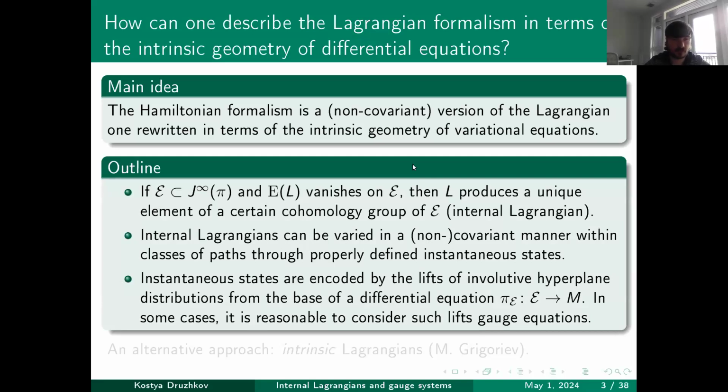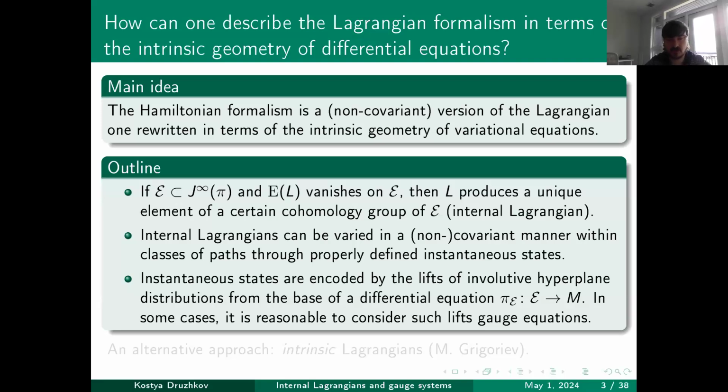First of all, if we have some system of differential equations embedded in some jet space, and we have some Lagrangian such that its variational derivative vanishes on the equation manifold, then this Lagrangian produces a unique element of a certain cohomology group of our equation. I'll refer to elements of this cohomology group as internal Lagrangians. Internal Lagrangians can be varied in a non-covariant manner within classes of P through properly defined instantaneous states.